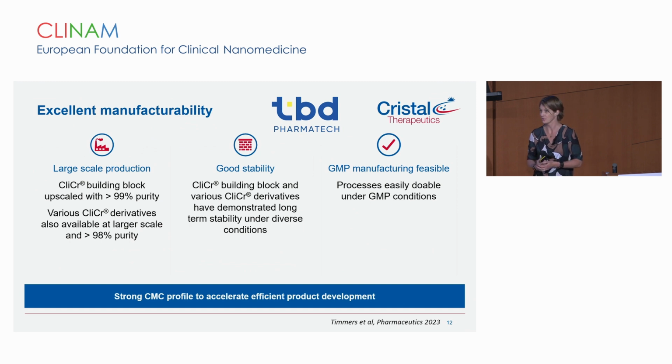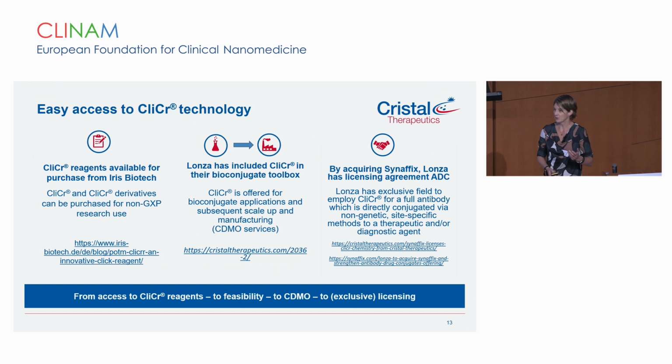We were also able to demonstrate the long-term stability of these compounds, and not unimportantly, the processes for large-scale production can be easily transferred to GMP conditions. So from a manufacturing perspective, that's also very attractive. And then you may question yourself, how do we get access to this compound? Well, that's easy. Namely, either you come to me directly, or you can go to Iris Biotech. It's in their catalogue, so it can be bought online.